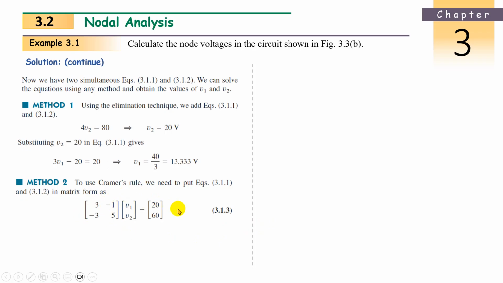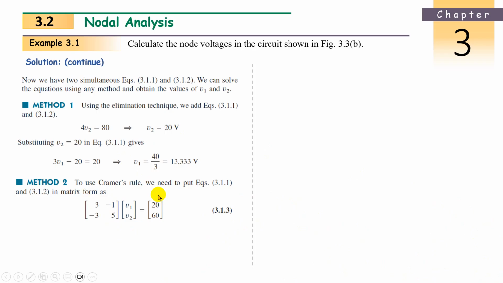Now multiply this, you will get the same equation: 3V1 minus V2 equal to 20, and minus 3V1 plus 5V2 equal to 60. So in matrix format, we have to put it like this. All the coefficients we have to write. Then put V1, V2 in the column vector. Then on the right side, a column vector of the non-variable terms. Now once you get this, we have just 3 steps. First take the determinant of this.